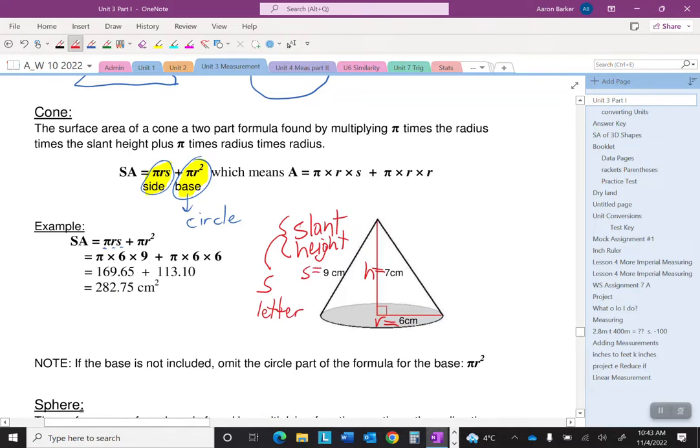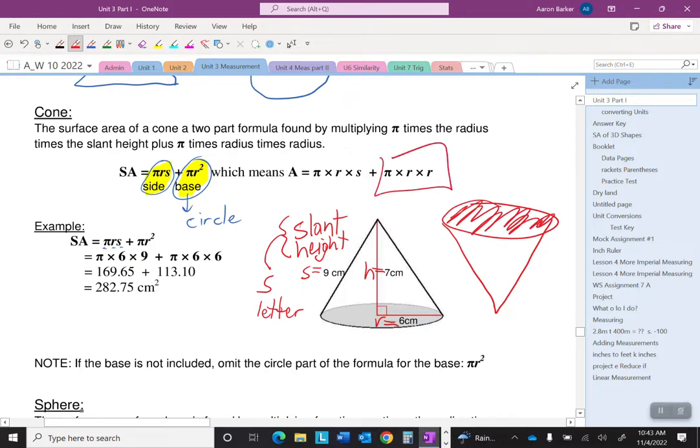So for this formula, there's two parts. We have the bottom part that's shown. So if you have your cone turned upside down, we have the circle part. Now it's displayed fully. That circle is the pi r squared, which is r times r for the r squared part. Okay. So we write our formula. That's the first step.